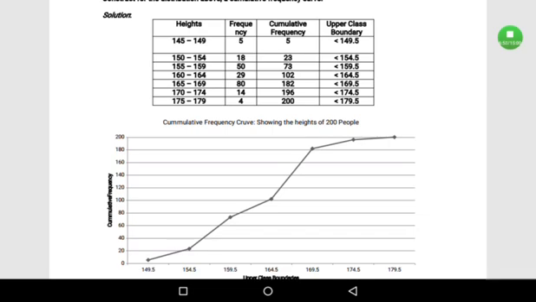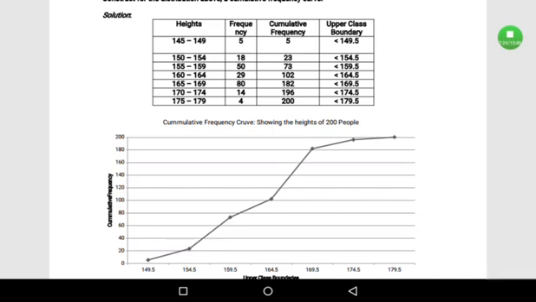73 should be after 60. Okay, I'll count 5 boxes, that gives me 70, because 5 boxes gives me 10, that's 70. Now I need 73, then I will now take 1.5 boxes more. So invariably I'm picking what? 6.5 boxes after 60 to give me 73. You do that for everything and you plot against the upper class boundaries.